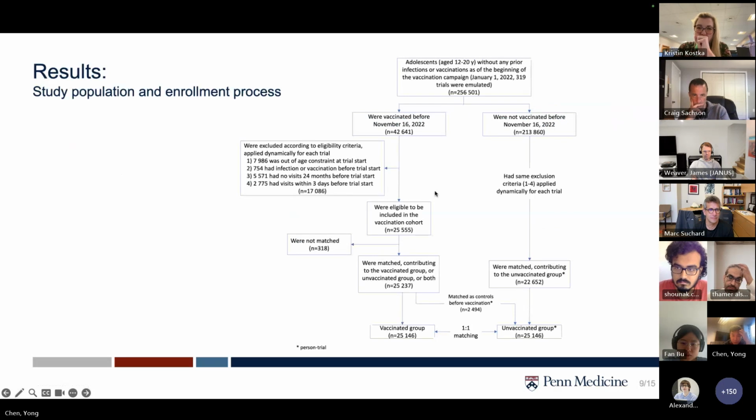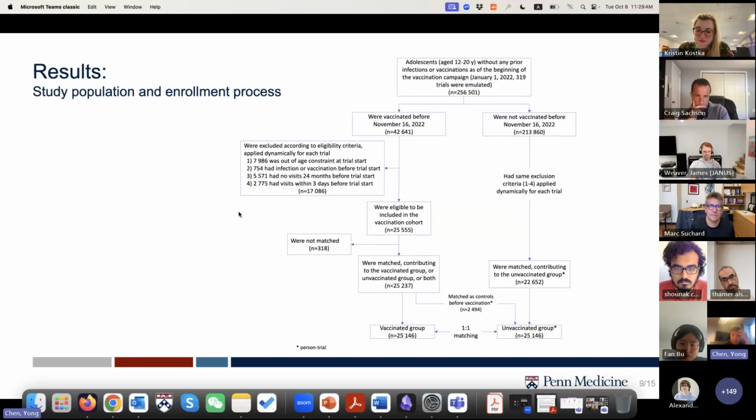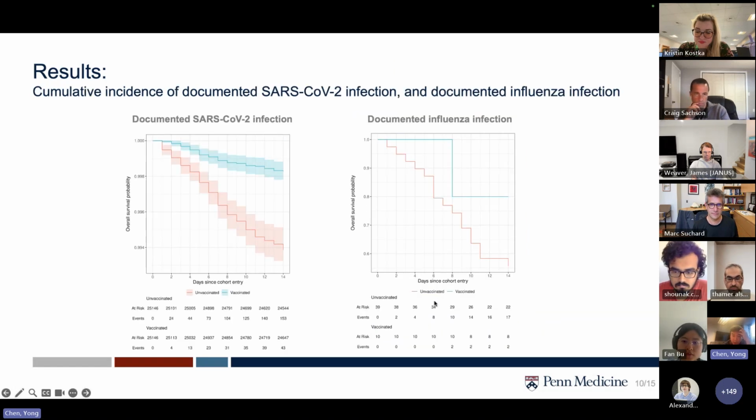So this is the attrition table, as you can see here. We started from about 250,000 patients. We end up with 25,000 patients for the vaccinated group and unvaccinated group. And here is the overall survival probability, the Kaplan-Meier curve. As you can see, we do see a separation within the first 14 days.